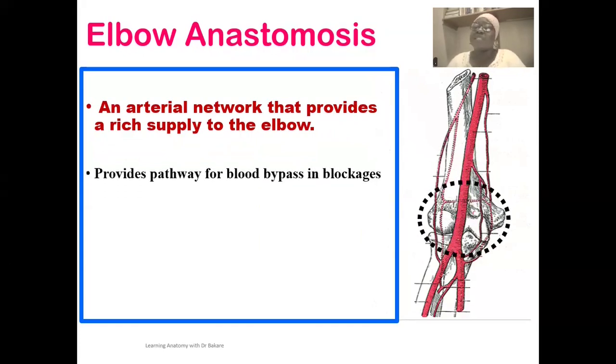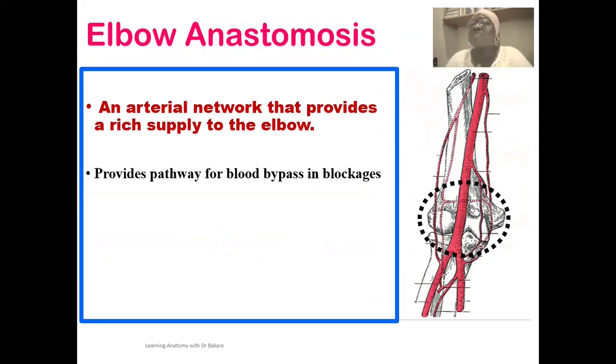Elbow anastomosis basically provides an alternative pathway or blood bypass in case of blockages. So when we have a blockage in one artery, blood will still be able to reach this artery through other arteries that are connected to it. And this is the essence of the creation of this anastomosis.